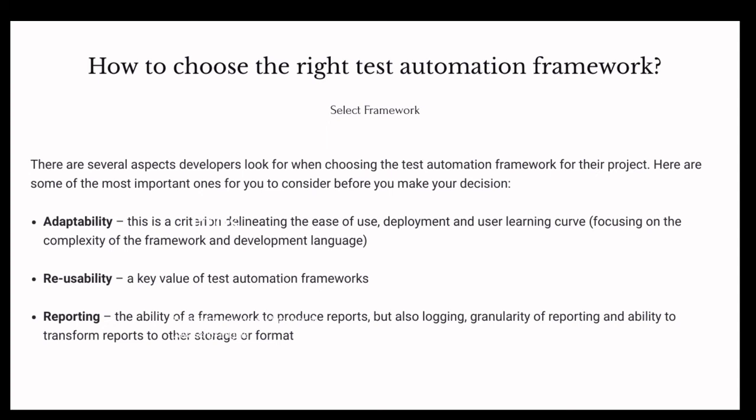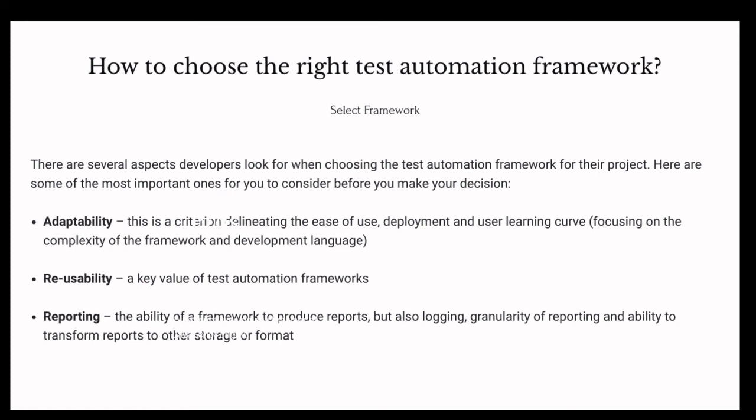The first one is adaptability. This criterion covers ease of use, deployment, and the learning curve: how much learning it requires and how easily it's deployed, and what kind of development language I am using. Do I need to use Java, Python, .NET, or TypeScript? It's about how easily my team can adapt to those aspects. It's a very important aspect to understand before selecting any kind of framework.